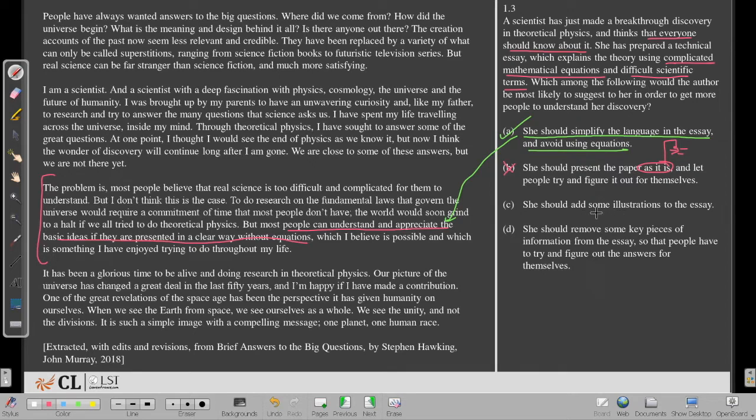She should add some more illustrations to this. Illustration is not what the author has specifically mentioned. That could be a clear way to represent. Okay, that could be an illustration. But one other thing is without the equation, so that is not addressed here. This specifically, illustration is not something the author addressed here. So that's kind of too narrow as an idea that is present in the passage. Okay, she should remove some key piece of information from the essay, so that people have to figure out the answer for themselves. Obviously, not the case.